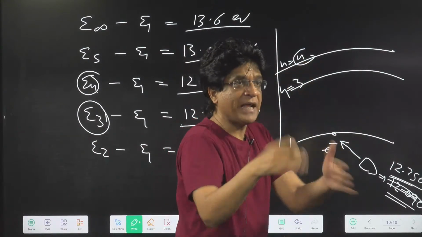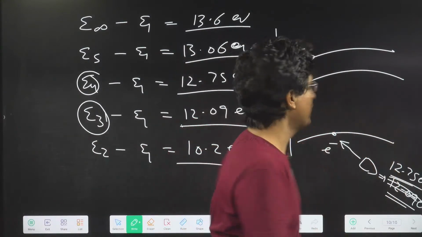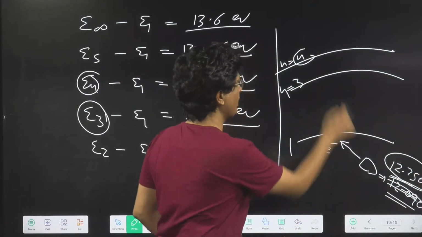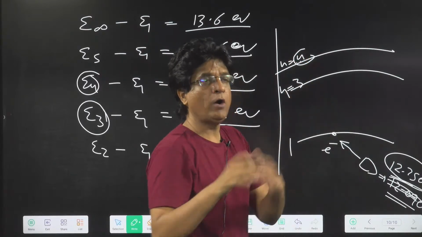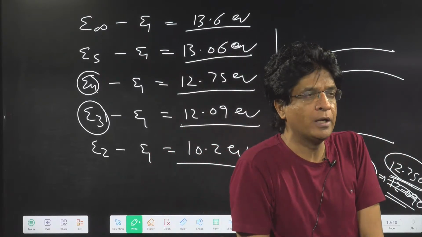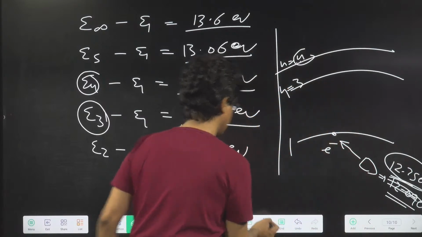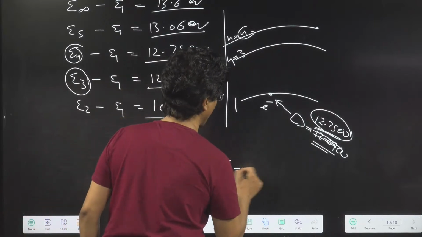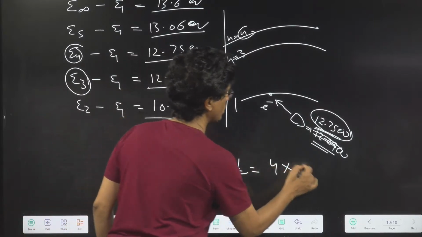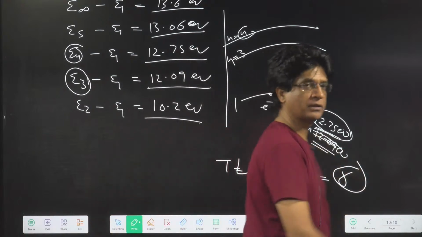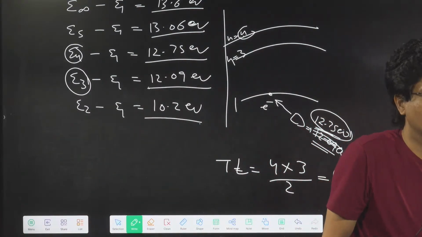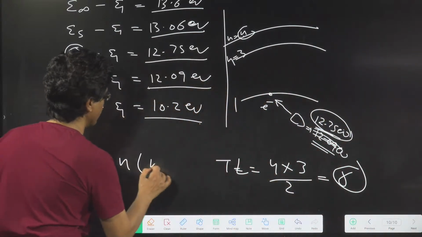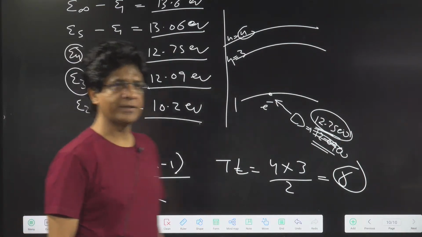And now they can further ask you questions. They can further ask you that when the 12.75 electron volt energy is supplied, the electron reaches orbit number n. Now how many total lines can be formed when it will fall back? Total lines formed will be, 4 into 3 by 2, equal to 6. Yes or no? Total number of lines formed is n into n minus 1 upon 2.